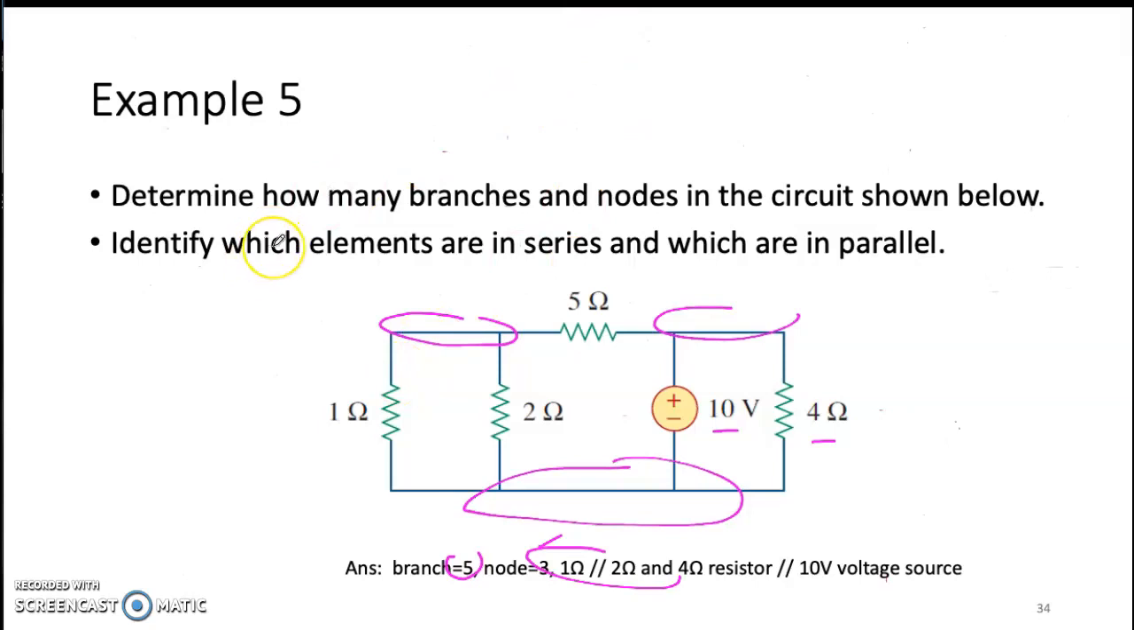So I hope by the end of this video, you can identify what is parallel and what is series, because this is very important for you to analyze the circuit after this.